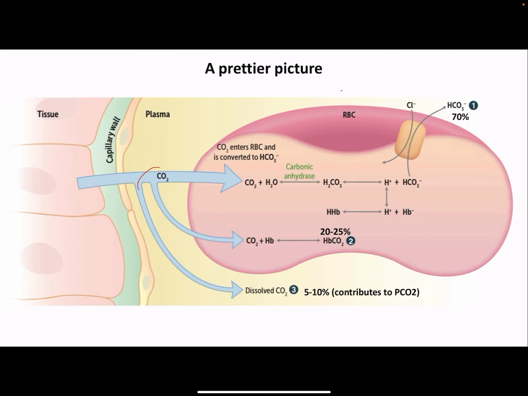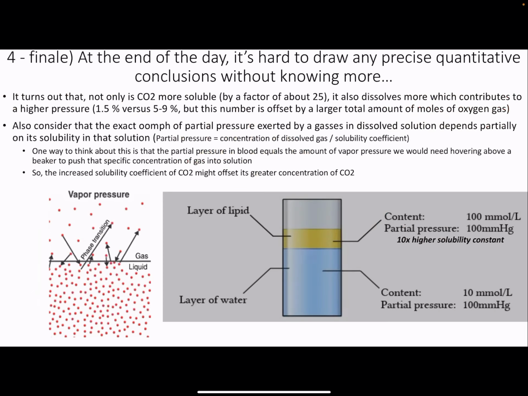This is just a better picture. CO2 can become bicarb, which goes out here. The H plus can bind, this is the Bohr shift, stabilizing the tense, kicking off hemoglobin. Some of it binds to the amino terminus, and about 5% or so is just dissolved. But again, this dissolved one is the only one that actually contributes to PCO2.